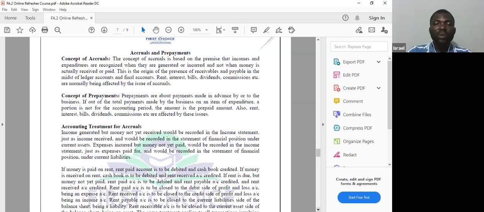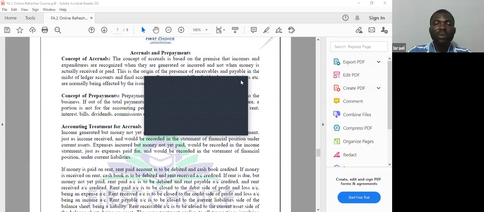To discuss is the accruals and the prepayments. Now, what do you understand by accruals? Accrual is actually a concept in the financial accounting basis.